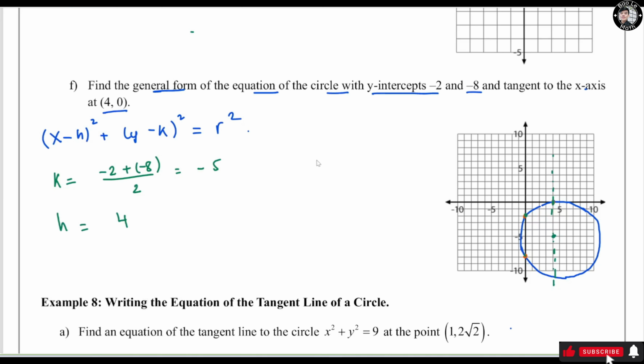Now we need to find the radius. The radius is actually the distance from here to here. So the radius is 5, right? So then your equation should be x minus 4 squared plus y plus 5 squared equals radius squared, which is 25, right? Now we need to find the general form of the equation.